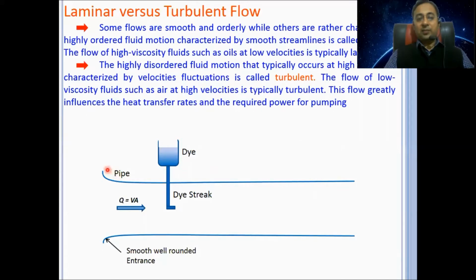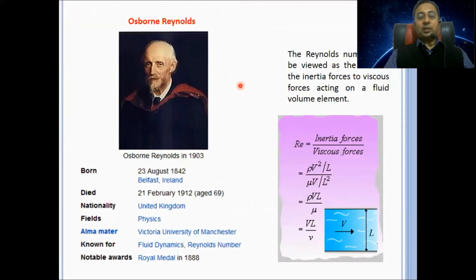Now here you can see that if we consider a transparent pipe having some flow of liquid, here we have blue colored ink or dye. If the flow is laminar, we can see the streamline. But if the velocity is high, there may be some disturbance, and if we increase the velocity further, there will be disorder in the flow. So this flow is known as a turbulent flow. This phenomenon was explained by Reynolds.